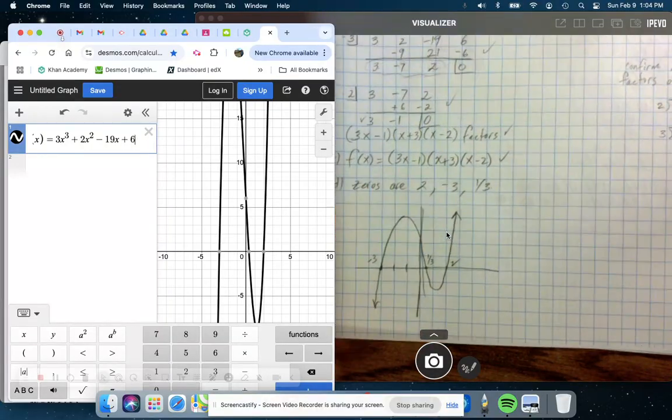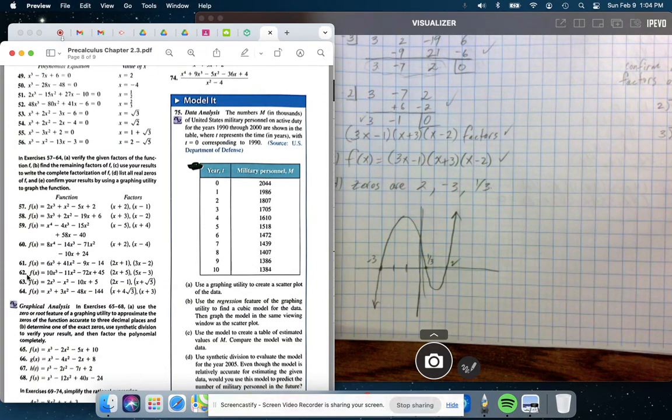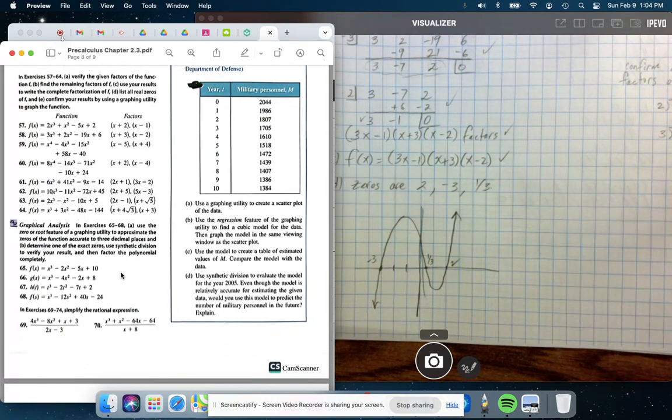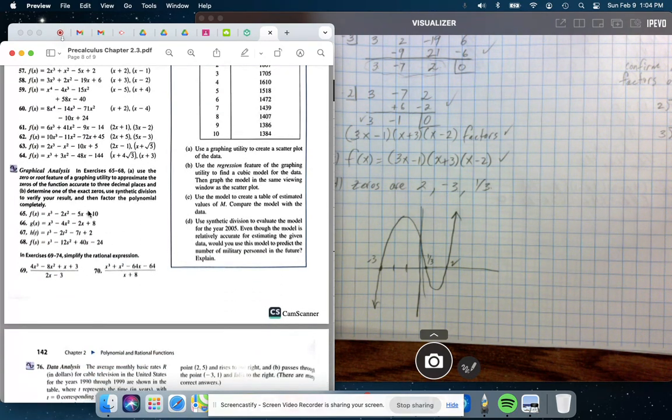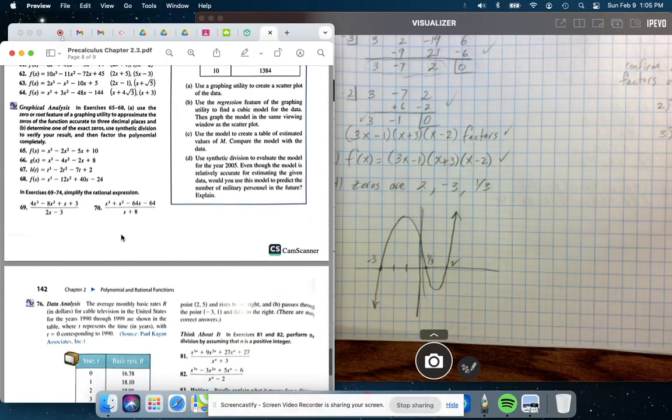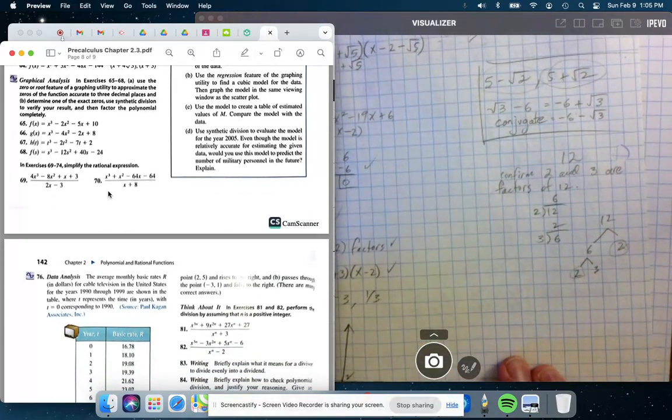All right. So those are a lot of work, and that's how you do this last set right here. In this last part, graphical analysis, it says use the zero or root feature of a graphing utility to approximate the zeros of the function accurate to 3 decimal places, and B, determine one of the exact zeros. Use synthetic division to verify your result, and then factor the polynomial completely. So let's take a look at that.